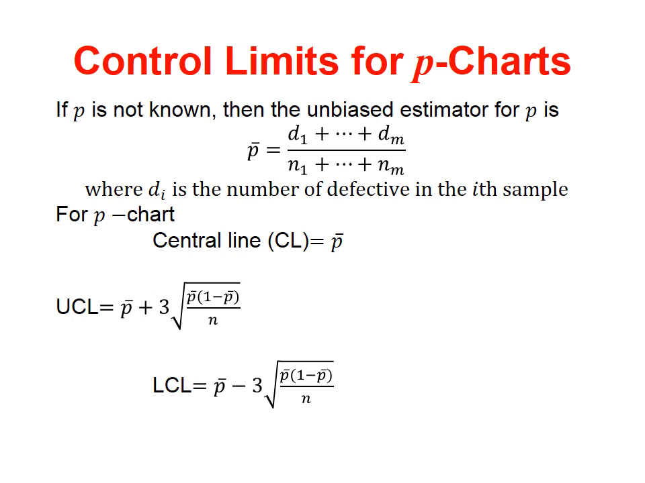For the P chart, the central line is given as P bar and the upper control limit is given by P bar plus 3 times the square root of P bar into 1 minus P bar divided by N. For the lower control limit, it is P bar minus 3 times the square root of P bar into 1 minus P bar divided by N.